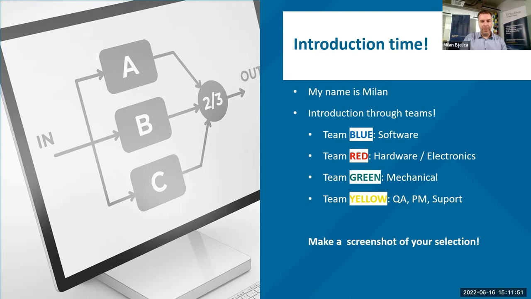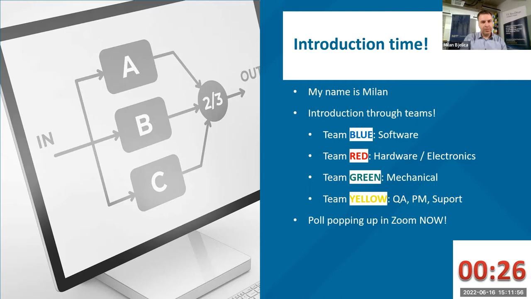Wait a bit more. Okay, so we have software people, hardware people. We don't have anyone in the mechanical background yet. Okay, so we have the QA and PM people. So we do have three teams, so that's good. Blue, red, and yellow teams are here. Okay, I will end the poll so you can now see the results of the poll. So we have a little bit more software than hardware people, but I think it's enough so that these teams can communicate within this webinar and participate hopefully in the tasks.